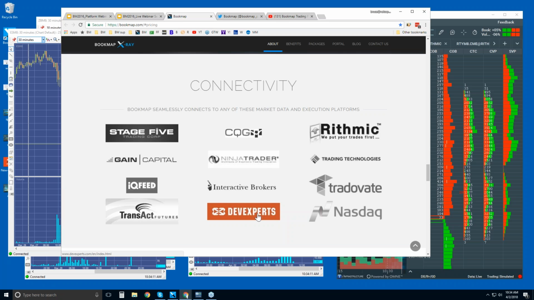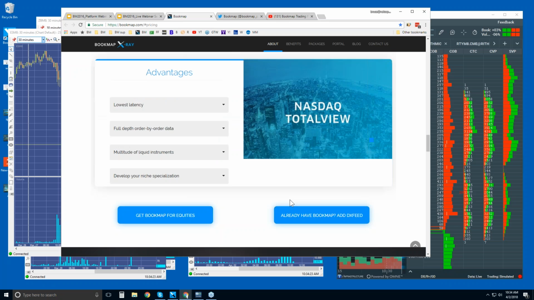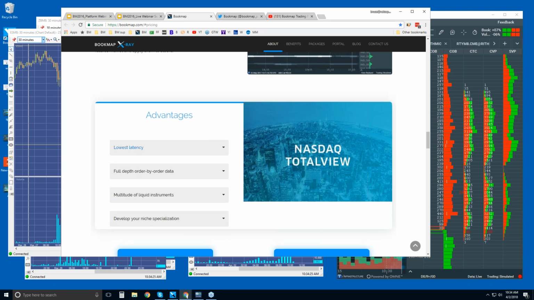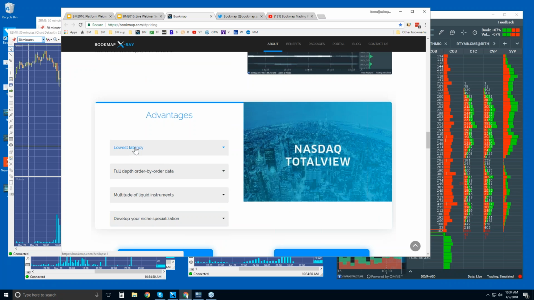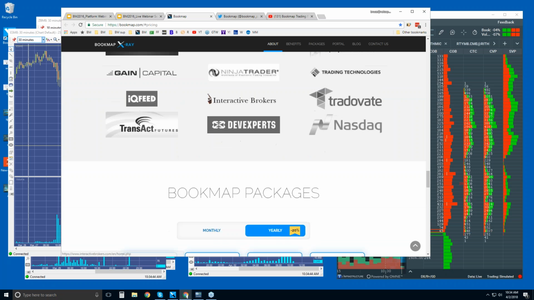I'll just quickly go over Dev Experts. This is for US equities. It's the only way that right now you can connect to US equities, and that's for NASDAQ Total View. So let's scroll up a little bit here and I'll show you this NASDAQ Total View and you can get some of the details here. One of the great details, obviously very low latency, it's excellent, but you have full depth of market. That means that several dollars outside of current price, the book is live, and that is unique and a nice advantage.